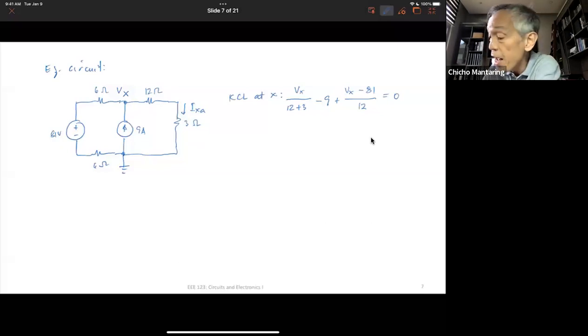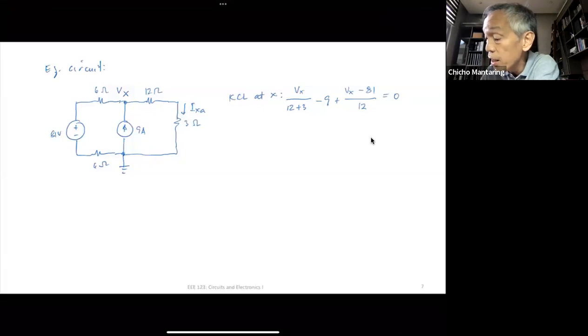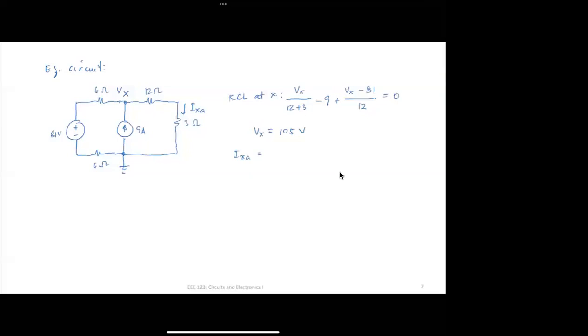Okay, if I solve for Vx, there's only one unknown here. If I solve for Vx, I'm going to get Vx equal to 105 volts. So that's just now a simple math problem. So now what is IXA? Can somebody tell me what IXA is? Yes, Alberto. 8.75 amperes, sir.